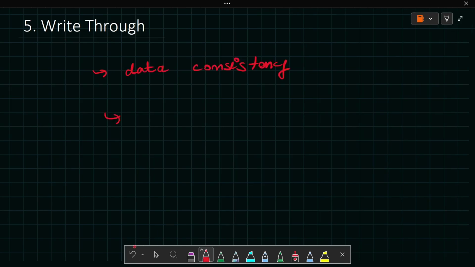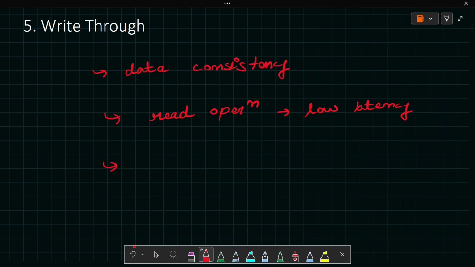The second advantage is, since the cache always contains the latest data, read operations benefit from low latency. That is a benefit. So the delay is reduced. However, write latency can be higher due to overhead.